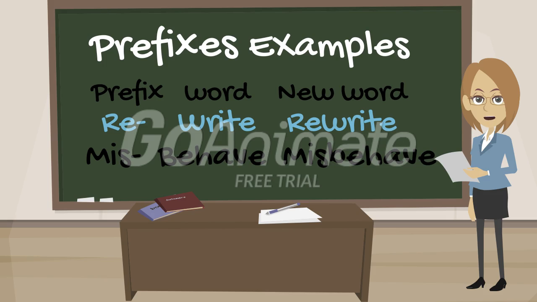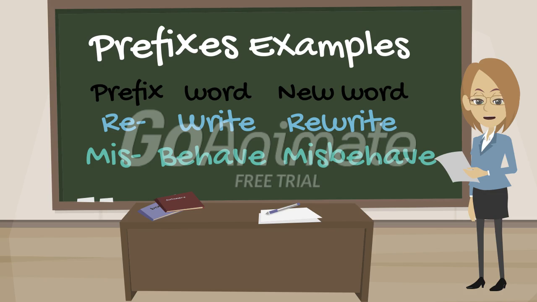We have the prefix re, then we add write and this creates rewrite, which means to write something again. The following example is using the prefix mis. We have the prefix mis, and then we add the word behave. This creates the word misbehave, which means to act badly.